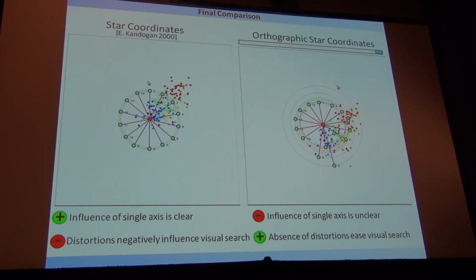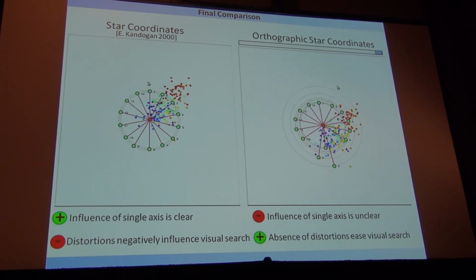So in conclusion, the lesson to learn is that for a complete visual search in a high-dimensional data set, both approaches have advantages and disadvantages, and therefore they complete each other. They are all necessary in order to make a complete visual search feasible at the end.